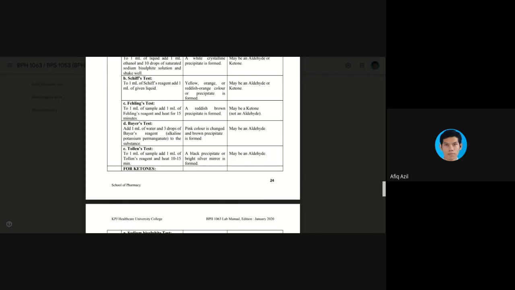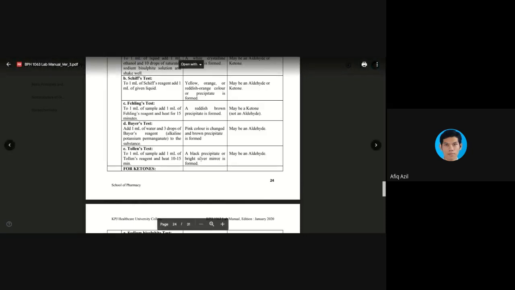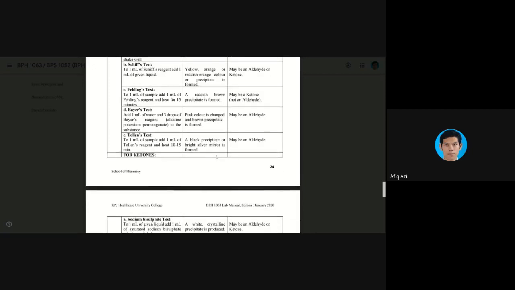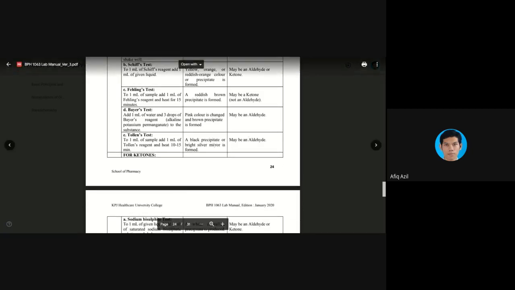It looks like a mirror because it slightly reflects. So you can actually see the silver mirror form, or there is also a black precipitate. It could be either of these, or both observations are there. So this would be considered to be an aldehyde. If it is a ketone, you will not see any of these observations.